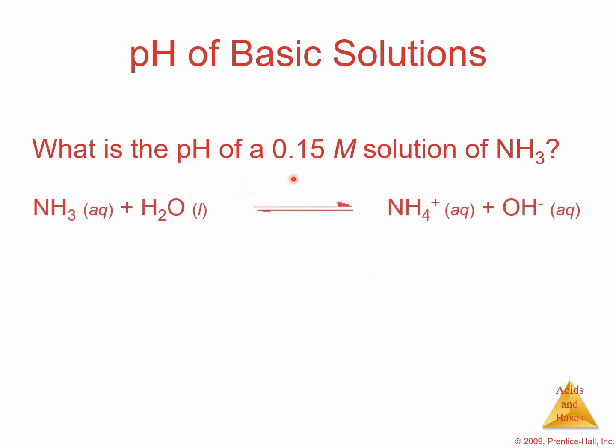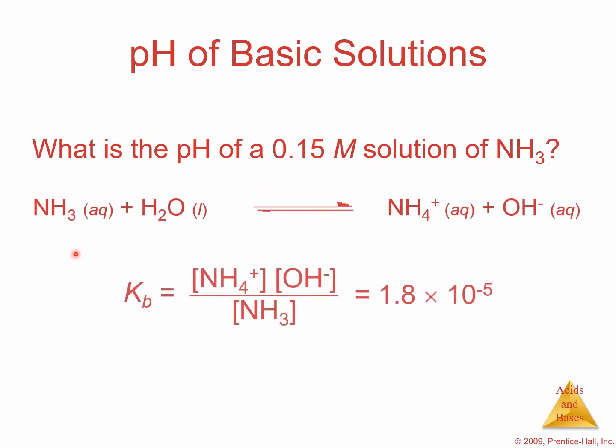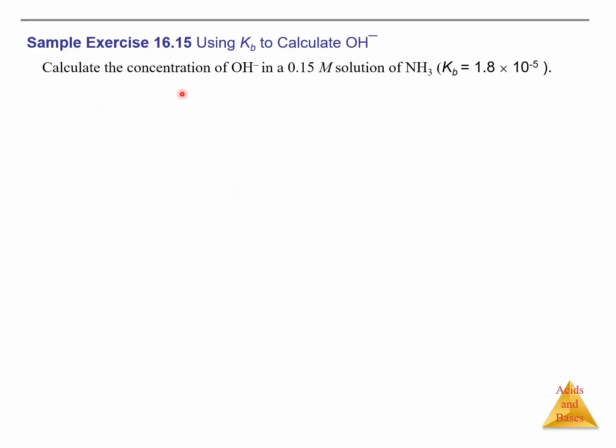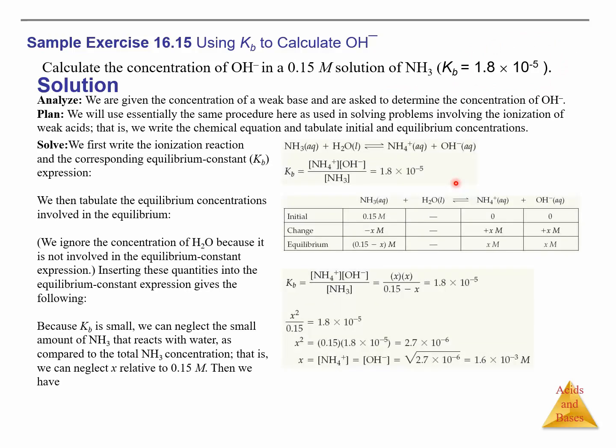What is the pH of a 0.15 molar solution of ammonia? According to the equation we saw, and this is Kb, and Kb from appendix, from table 16.4. So this sample exercise is the same. Calculate the concentration of OH- in a 0.15 molar solution of NH3. The value of Kb will be given to you. So here again we have the equation, and the Kb value is this.